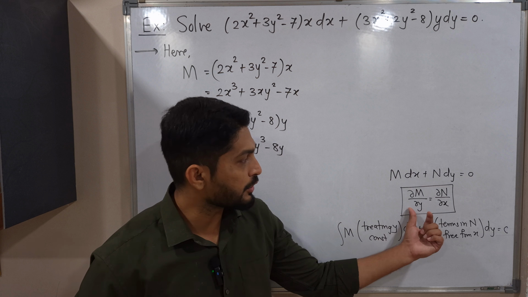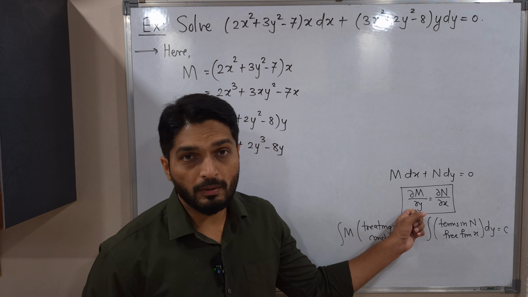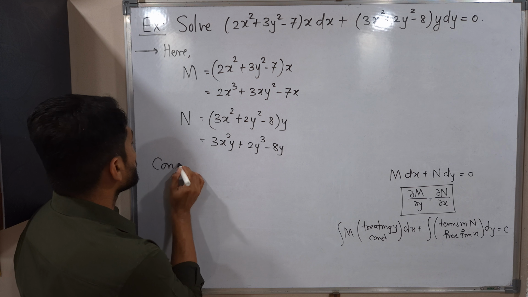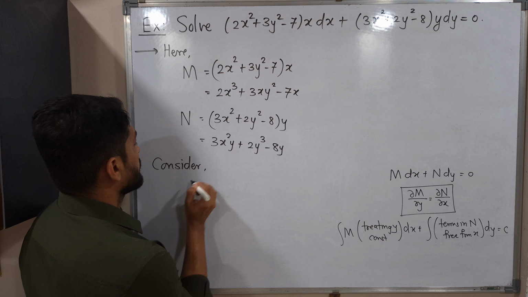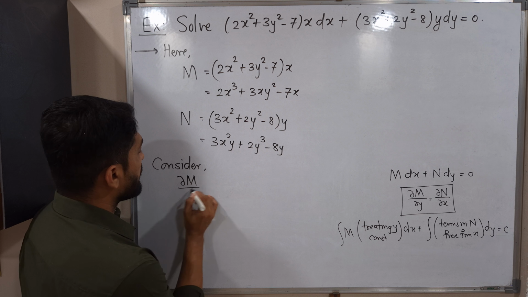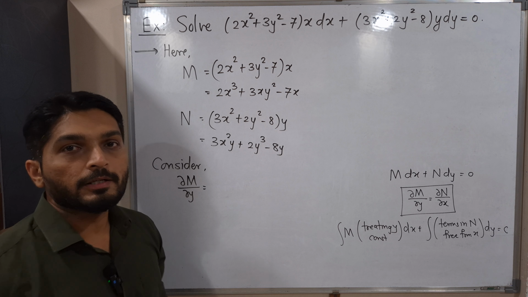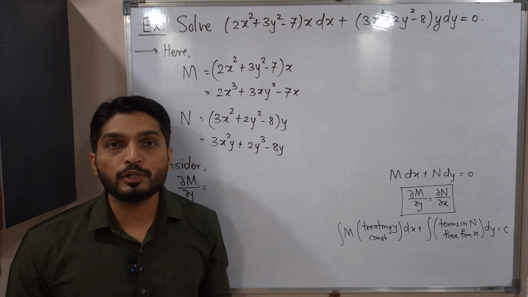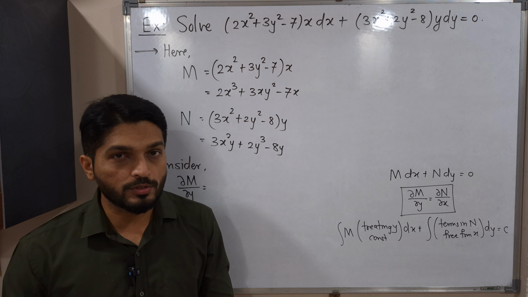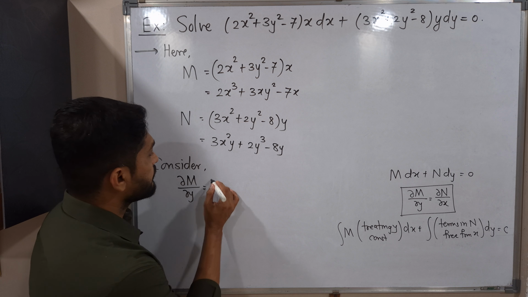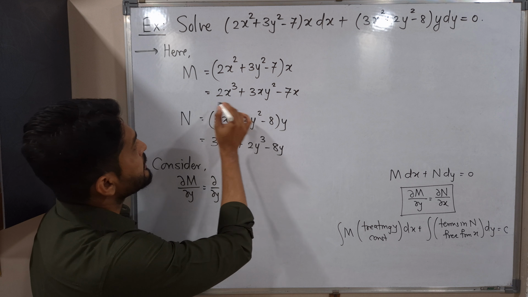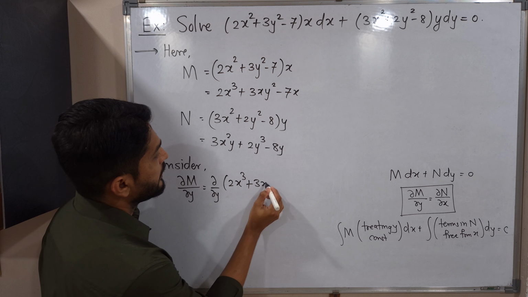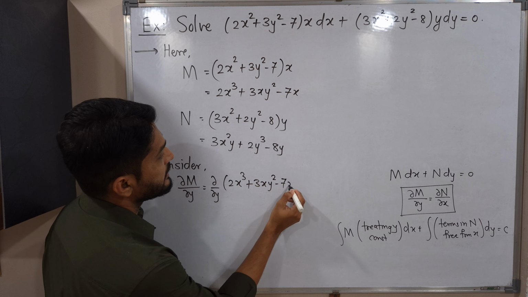Now I will find these partial derivatives. First I will find del M by del y, then I will go for del N by del x. Consider del M by del y. What is the meaning of that? It means we have to find the partial derivative with respect to y. When we find the partial derivative with respect to y, we consider x as constant, right? So let us find it. This is my M: 2x cube plus 3xy square minus 7x.